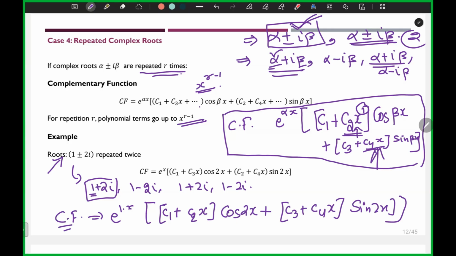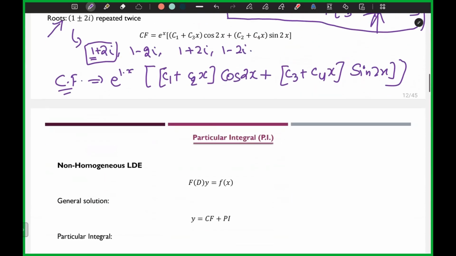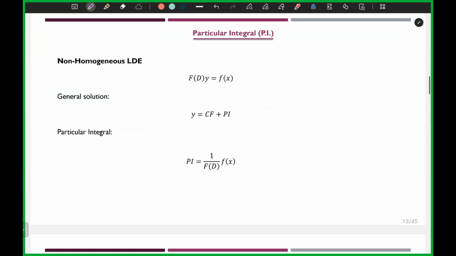So I think till now we have covered all the root types and the complementary function part. Now we will go for the particular integral part.